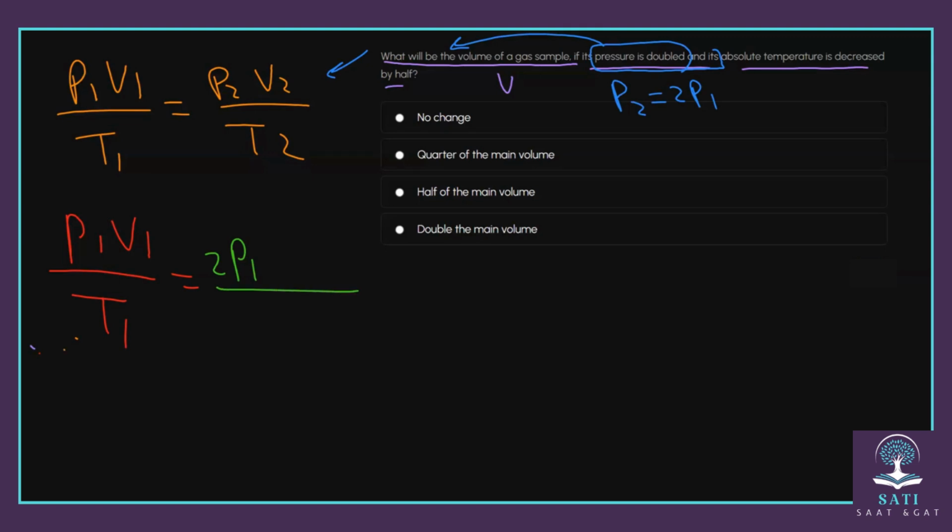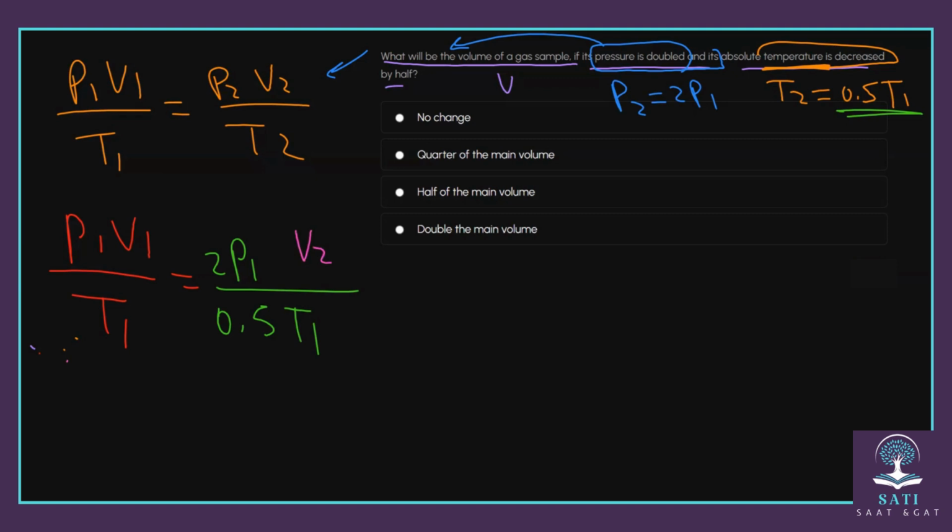Okay, what about the temperature? Look at the question here, the temperature, which is T2, is decreased by half. Compared to what? Compared to case number 1, which is T1. So T2 equals half T1. So I write T2 in terms of T1, like 0.5 T1. Good. What is left now? Volume number 2. I write it as it is, V2.